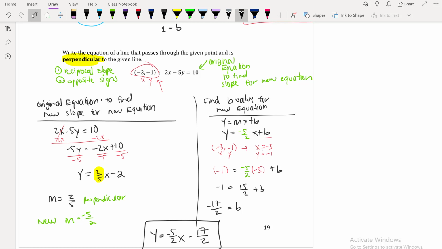So when it says to write the equation of a line that passes through the given point and is perpendicular, this is what it means.